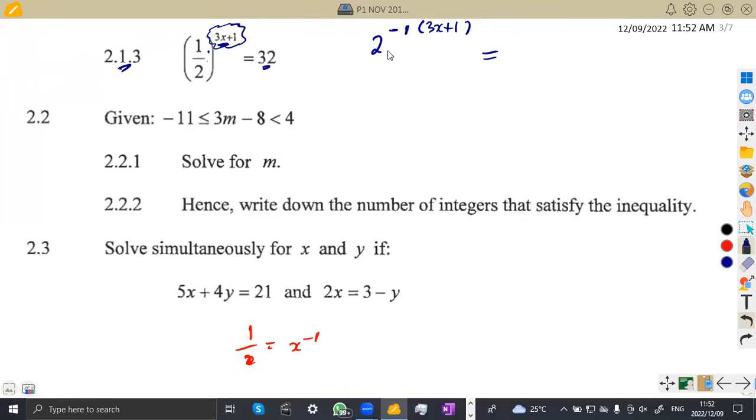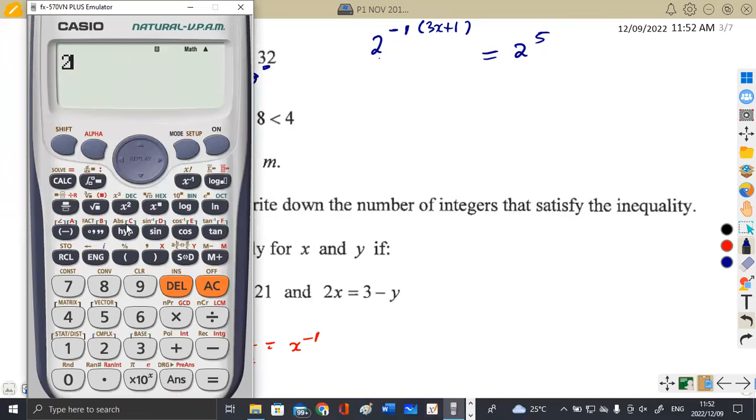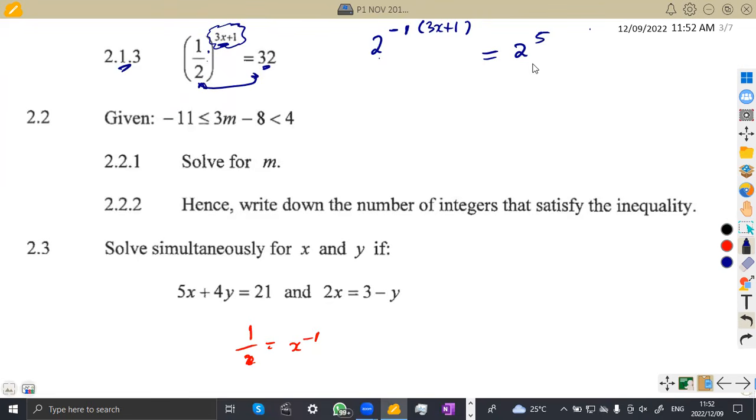Since we have written this in terms of 2, let us have them in the same base. So 32 in base 2 is 2 to the exponent of 5. If you do not know this, guys, you have a trick. You can just try 2 to the exponent of 2, 2 to the exponent of 3, until you have a number which is 32. You can see 2 to the exponent of 5 is 32. So you can try these numbers from the first one until you get 32. That number that you have raised as the exponent is the one that you're going to use.